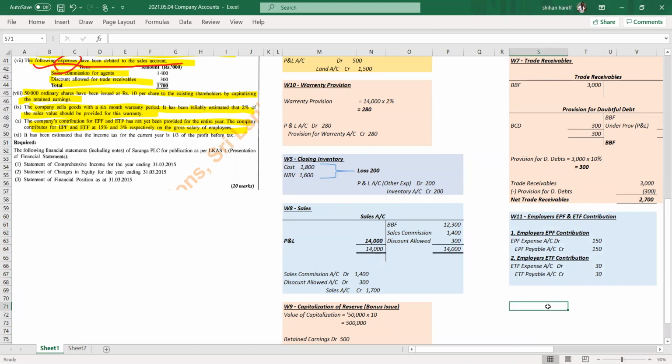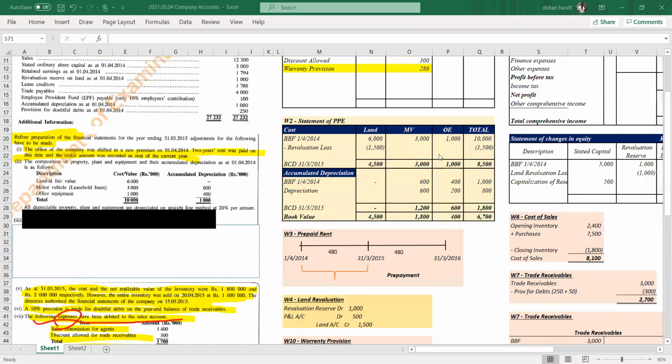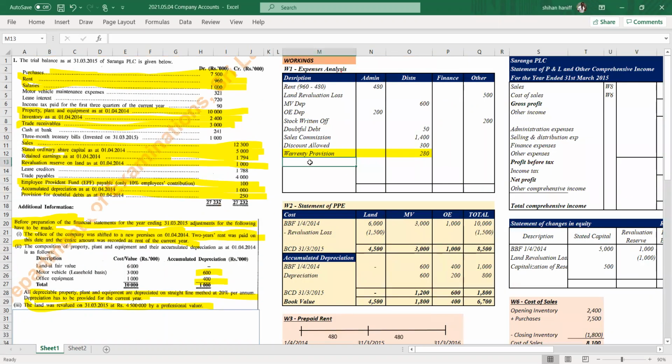So expense accounts. There is a question: should I provide all workings for all the additional information? No, you don't need to provide all these workings. I'm giving this working for you to understand each and every point. Even without the working, you can just do it in the question itself. Employer EPF, employer ETF.